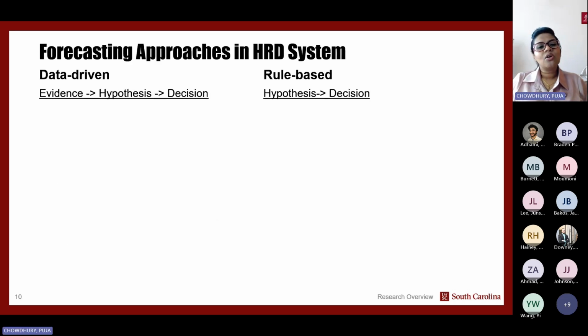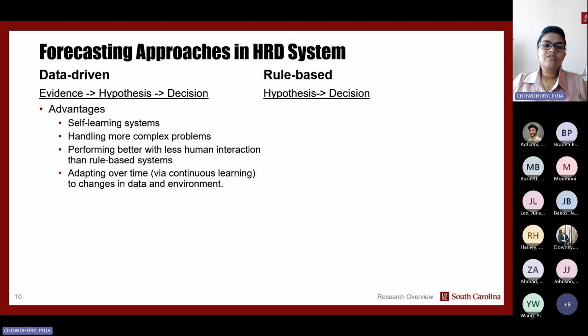To solve the cons of research area 1, we need to know what a data-driven approach is. In a data-driven approach, here are the data. Based on the data, there is some evidence. So we play in the hypothesis space after that, and from there, we make the decisions. But in a rule-based approach, there is no data. There is already some hypothesis, and based on the hypothesis, we make the decision. Both approaches have advantages and also disadvantages.